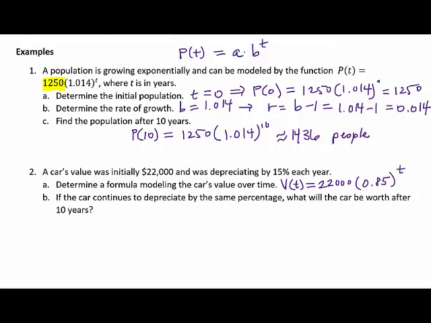And then in part B, if the car continues to depreciate by the same percentage, what will the car be worth after 10 years? So we're going to find V(10). That's 22,000 times 0.85 to the 10th power, or approximately $4,331.